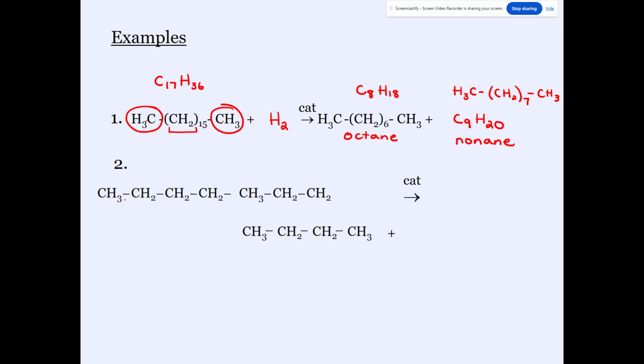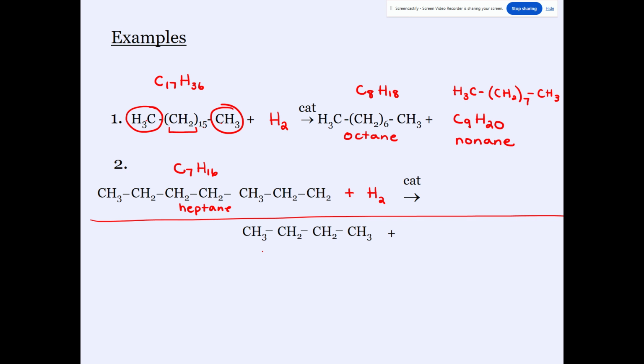Or you can just be given the chain as one whole thing, add it up. I have 1, 2, 3, 4, 5, 6, 7. C7, that would need double plus 2 would be 16. This is heptane. This is one of your products. I just ran out of room, so the products are being written below here. I'm adding again H2. And I'm forming C4H10 as one of my products.